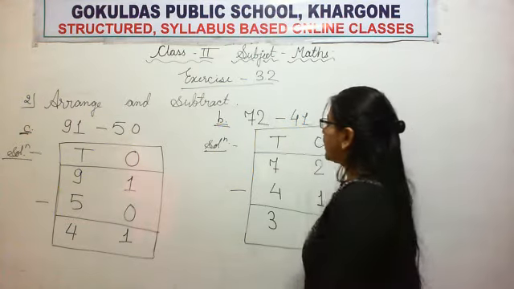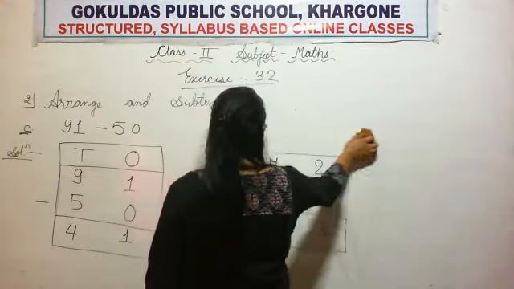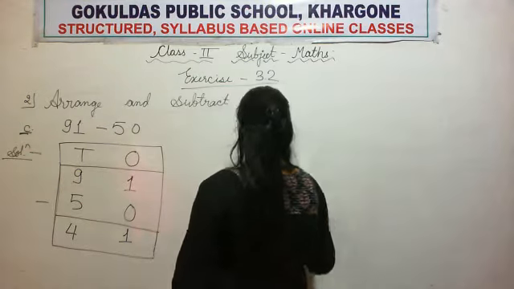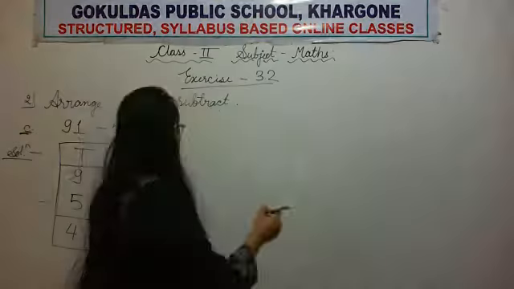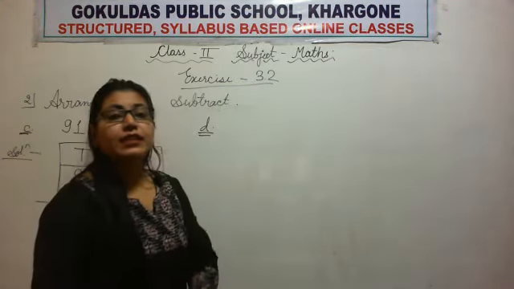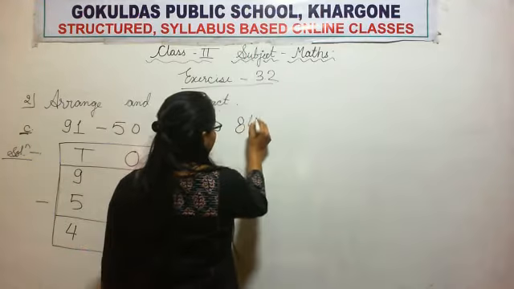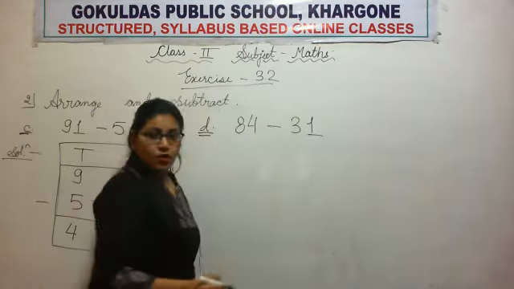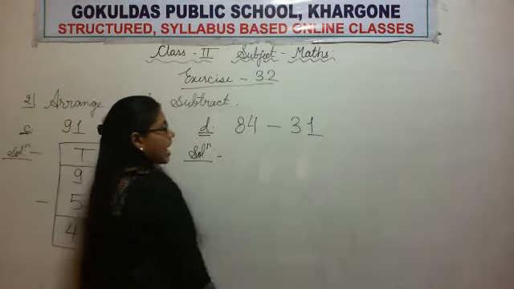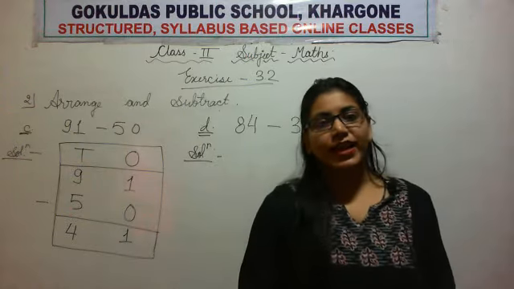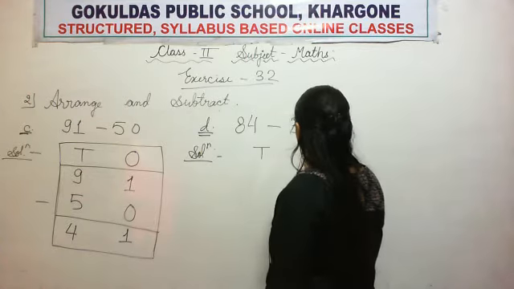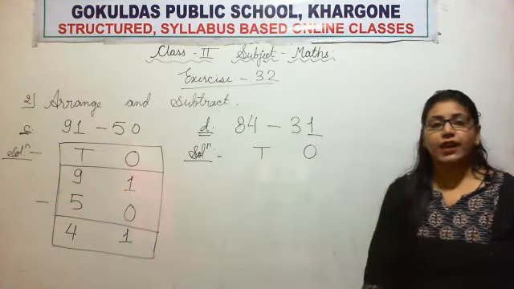Okay, so moving towards the next part, that is part D. 84 minus 31. Okay, so again writing the solution. Now, as the very first step is writing tens and ones, let's write the places first. 2 digits are there, so we have written 2 places.